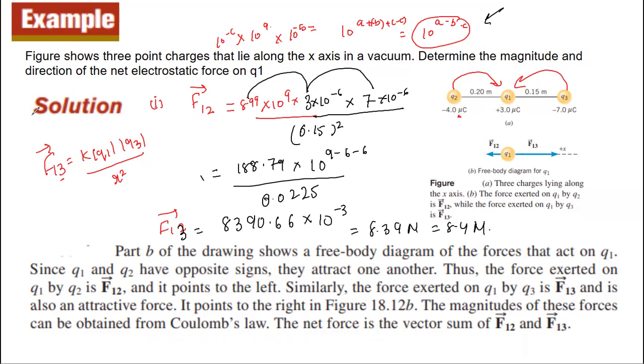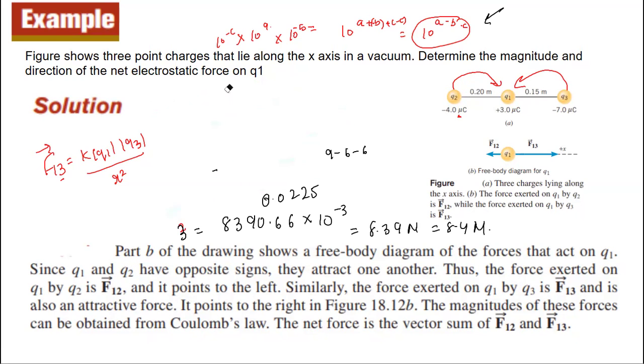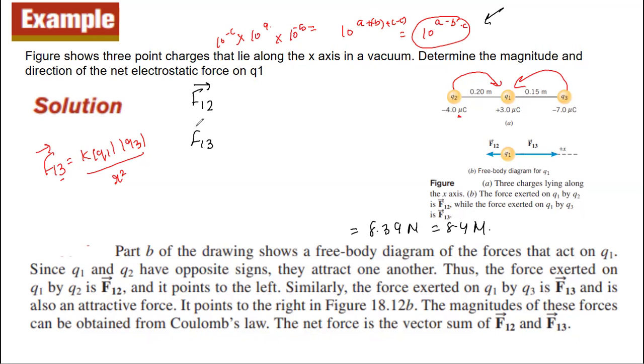Now the next step, because I have to find the total or net electrostatic force on the charge 1. So what we have got so far is the force on the first charge due to the second charge, and the force on the first charge due to the third charge. What would be the net force? So the net force will be the sum of these, right?